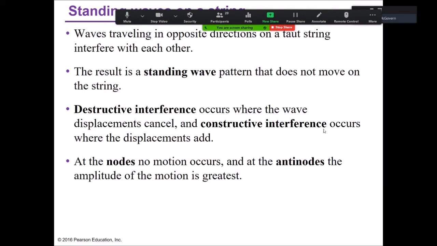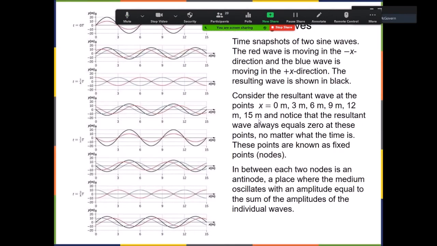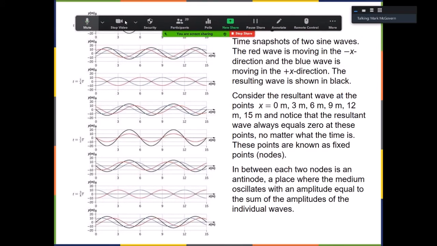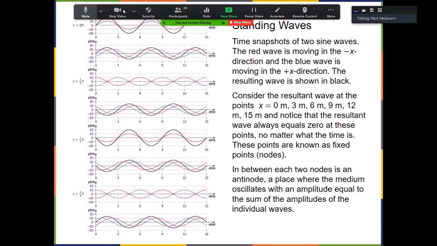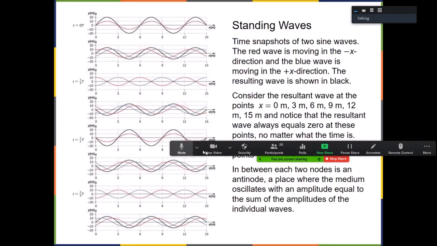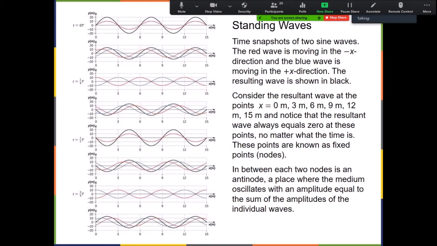I'll talk about these nodes and antinodes in a moment here. All right, so this is taken from the OpenStax textbook. Your textbook has a slightly different derivation than what I'm going to do. I don't like the book's derivation myself. Not my favorite part of that book. Oh, okay. I guess I got that wrong.